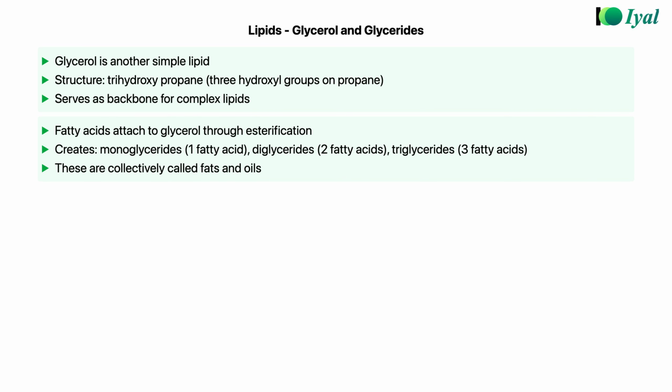Here's where it gets interesting. When fatty acids attach to glycerol, they bond through a process called esterification. You can get one fatty acid attached to a glycerol. That's a monoglyceride. 2 fatty acids, diglyceride. 3 fatty acids, that's a triglyceride. These are what we commonly call fats and oils.